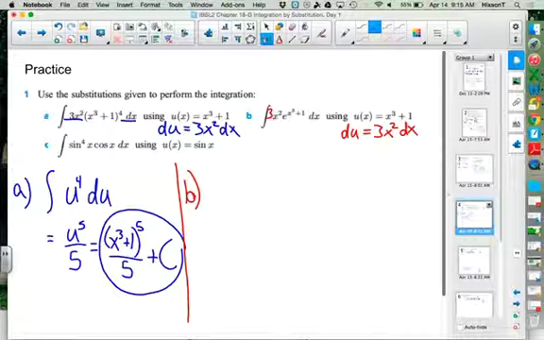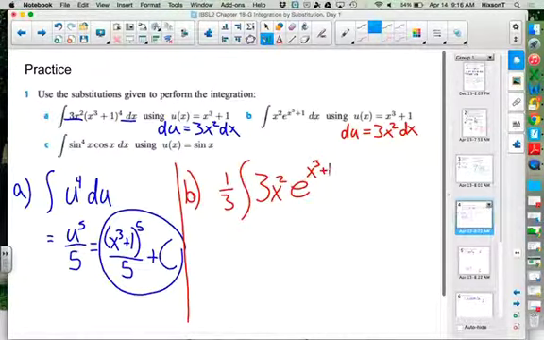1/3. A 1/3. Really, what I did here, I'll write it down here. I'm just multiplying by 1, right? I'm multiplying by a 3 over 3, but I'm putting the 3 on the inside, I'm putting the 1/3 on the outside. Okay? So we have 3x squared e to the x cubed plus 1 dx. And now I've got all of du.